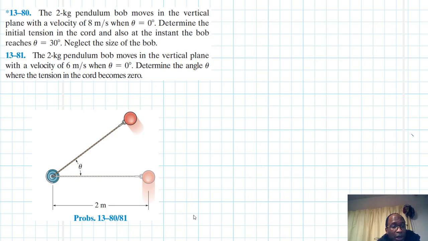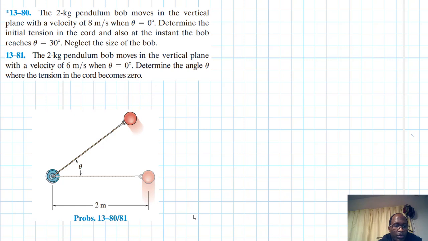The problem reads: the 2 kg pendulum bulb moves in the vertical plane with a velocity of 8 meters per second. When theta is equal to 0, determine the initial tension in the cord, and also at the instant the bulb reaches theta equal to 30 degrees. Neglect the size of the bulb.